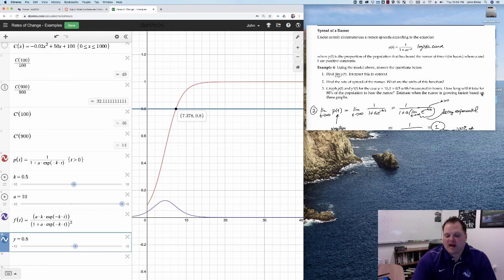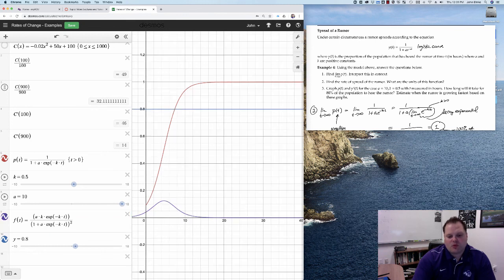Estimate when the rumor is growing fastest. So when is the rumor growing fastest? Well, the maximum of the derivative function here occurs after 4.6 hours, and it's growing at a rate of, remember this is a percentage, 12% of the population per hour. So that happens at about 4.6 hours. That's the fastest rate of growth on this curve.